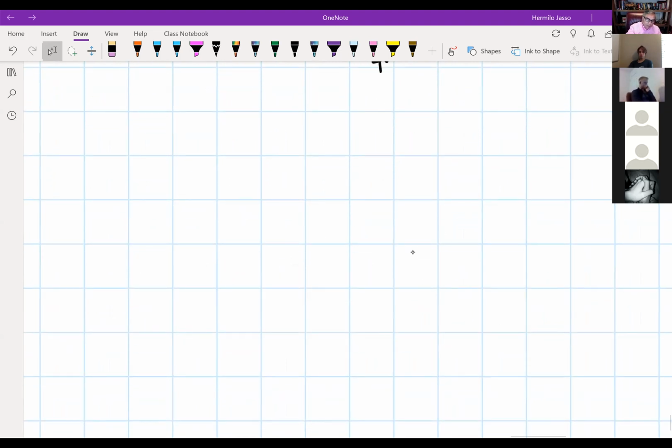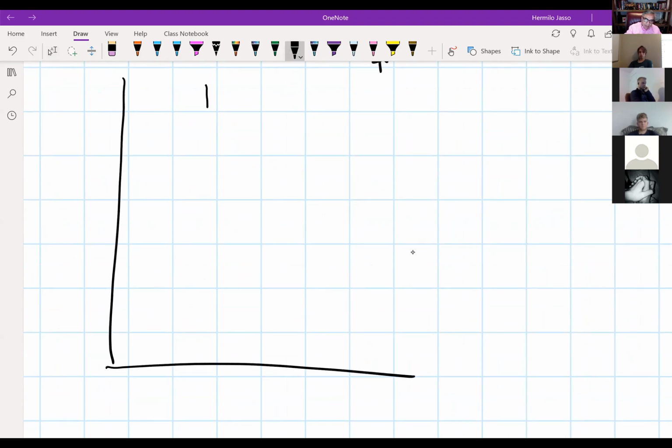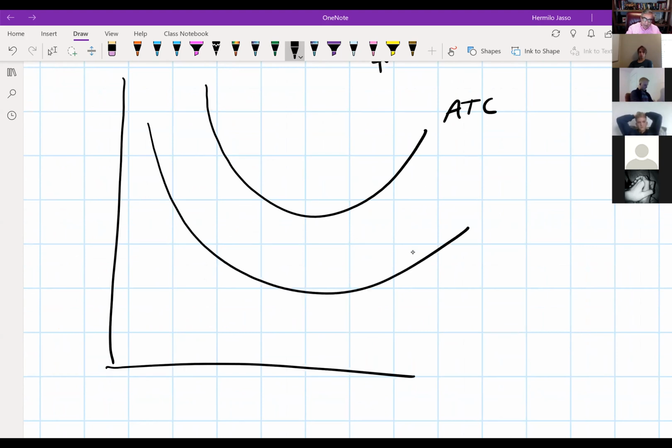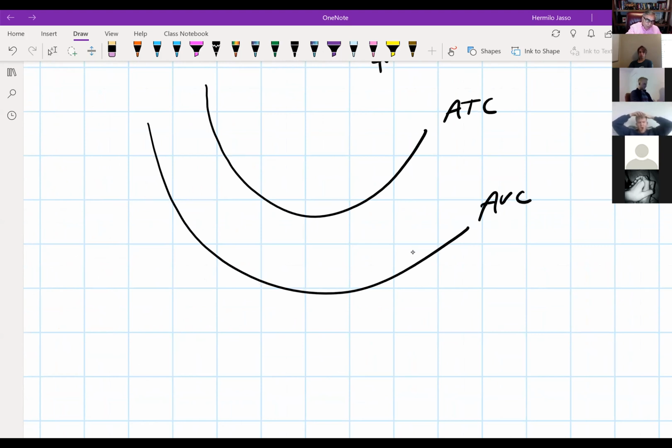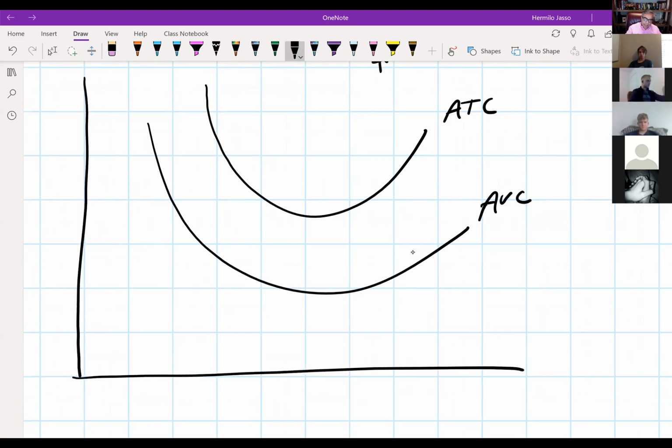So now, let me see if you're following me. This is my average total cost. On the average, how much does it cost me? This is my average variable cost, which means that on the average, this is how much I'm spending in variable cost. And this is my marginal cost. Marginal cost always intersects the average total cost at its lowest point.